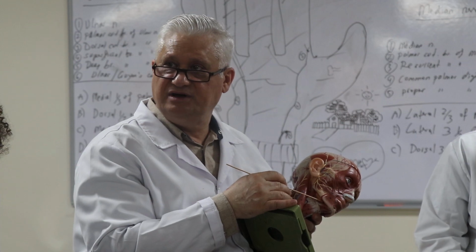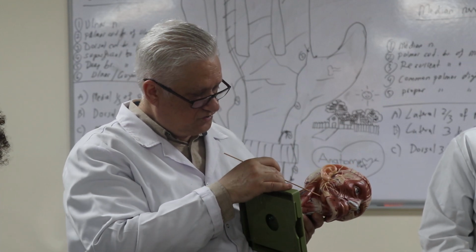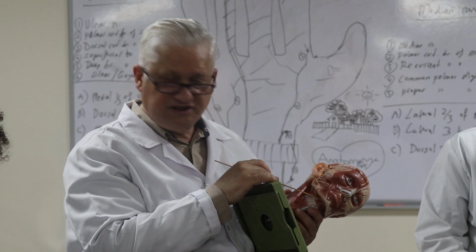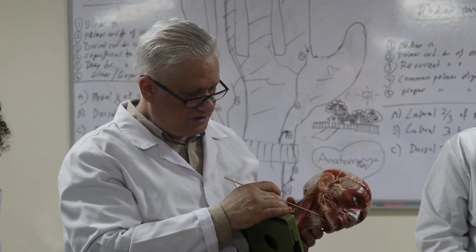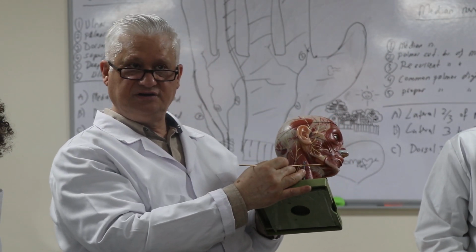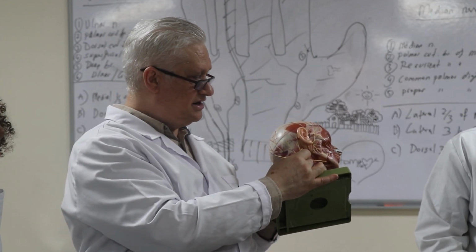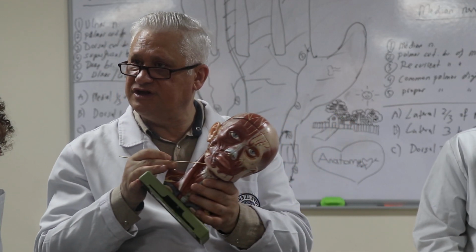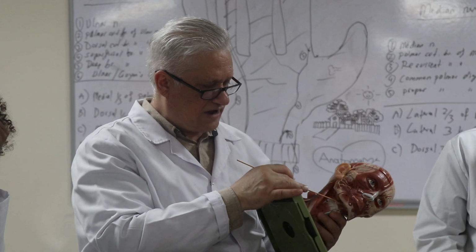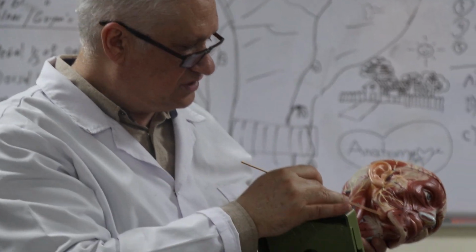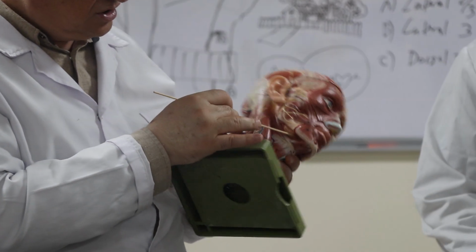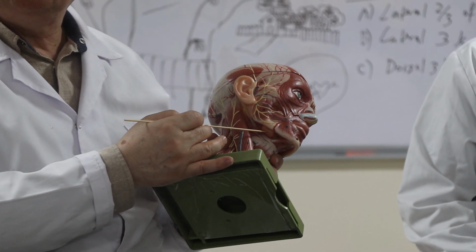Also found in the submandibular triangle. What else do we find here? We also find the mylohyoid nerve. You see, this is the mylohyoid muscle here, so you would see the mylohyoid nerve there. Then also you have the hypoglossal nerve, which we can't see here. So those are the contents of the submandibular triangle.